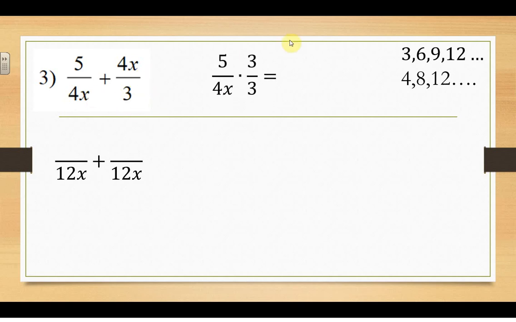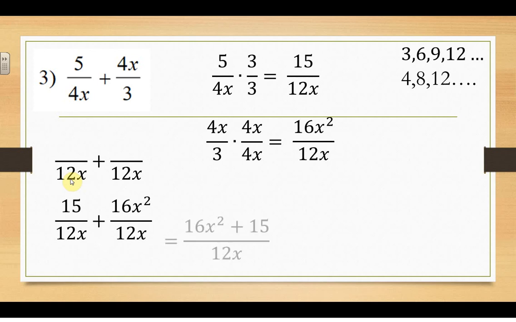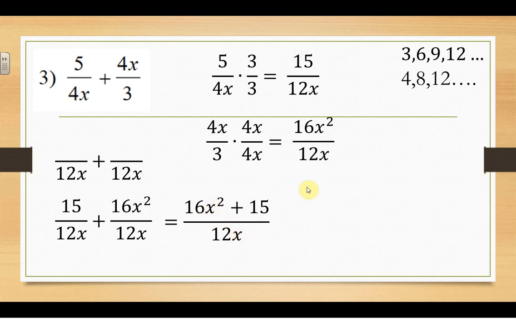So here's my scrap work. If you don't need to write this down, just think it through. What do you have to multiply 4x by to get to 12x? 3. Then you multiply the top. Take your second one. I like scrap work. Okay. 4x over 3 turns into 16x squared over 12x. Add the numerators. Do not cross these out. There's no number that all of them can go into, so that is a simplified expression.